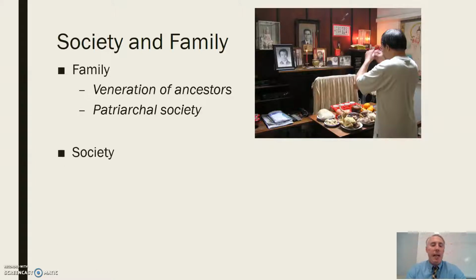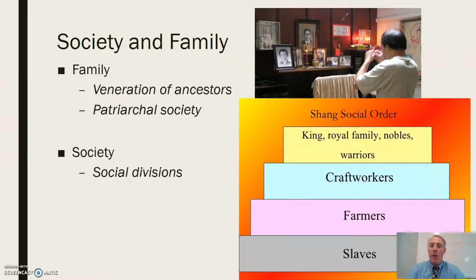Now, Chinese society had very similar social divisions to those we see in other ancient societies. The elites were at the top, right? So you see, you've got the king, royal family, nobles, warriors, and they controlled everything. They controlled the land, they controlled resources, they controlled taxes. And you had a small middle class of artisans and craftsmen.